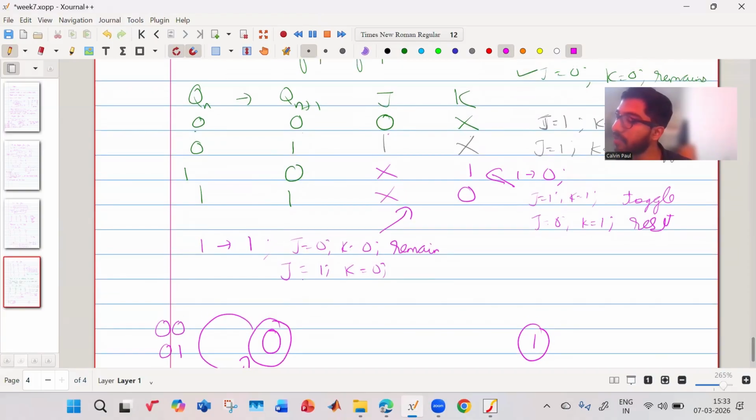Similarly, I have a condition that I'm at 1 and I have to go back to 1. So what do we have? J K could be 0 0, and J K could be 1 0. This is also a condition.